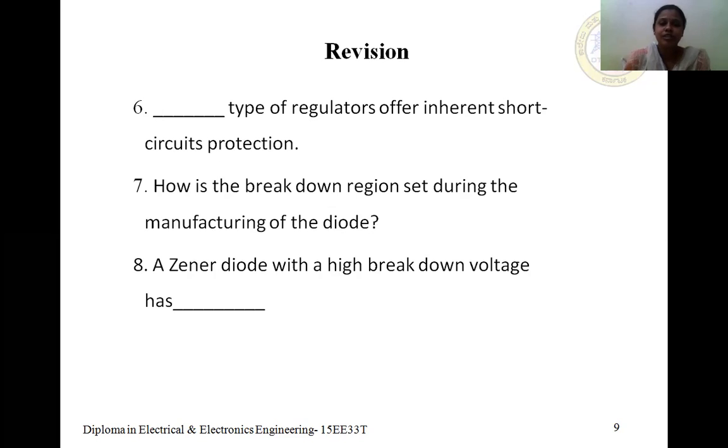The next question is: a Zener diode with a high breakdown voltage has a dash. When the breakdown voltage of the Zener diode is high, then it is lightly doped P and N type. The P and N type will be very lightly doped when it is having a high breakdown voltage. The answer is lightly doped P and N type. So these are certain multiple choice questions on session 6.